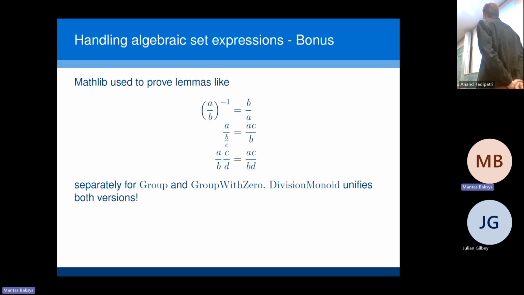So division monoid, well, I didn't check the latest number, but when I introduced division monoid in mathlib, it got rid of approximately 500 lemmas that were proved separately for group and group with 0 and made them all into one. So we divided the number by half, going from 1,000 lemmas to 500. And that's one of the single most unifying changes to mathlib.